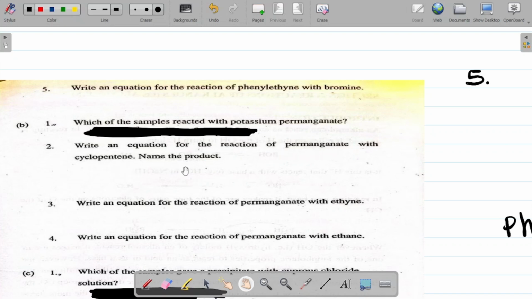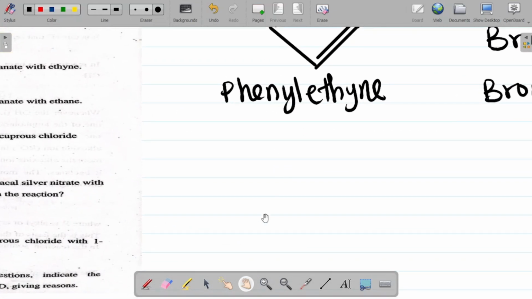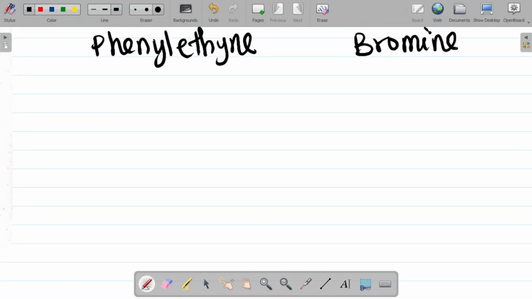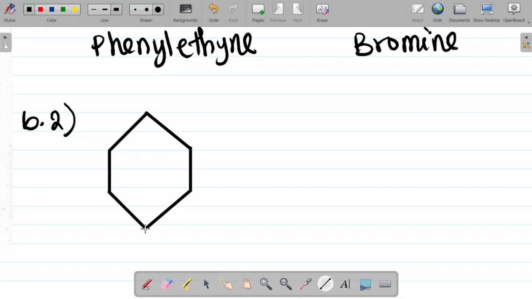So for this, I'm reacting permanganate, which is the short form for potassium permanganate, with cyclopentene. We're also asked to name the product. Alright, let's look at B2. The first thing there is potassium permanganate and then cyclopentene. Any of them can come first, so let me start with cyclopentene. This is what cyclopentene looks like as a structural formula.